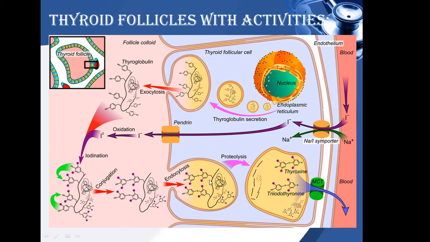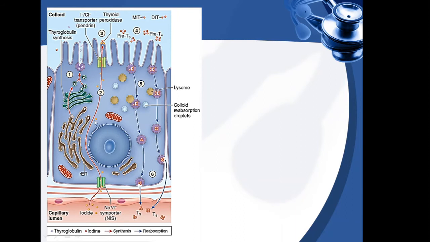And finally, there is endocytosis, where the thyroglobulin with conjugated iodinated tyrosine residues are endocytosed into the follicular cell, and it undergoes proteolysis so that you get triiodothyronine and tetraiodothyronine or thyroxine, and it is released into the blood through the channels. In this figure, you can see the follicular cells. This is the colloidal region, and this is the capillary region. And the blood vessels are present in here.